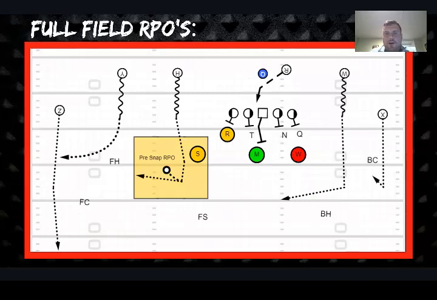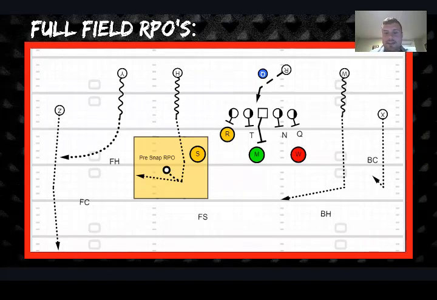And then a full field RPO, and there's a couple different ways to do this. We're going to get into a really common concept in Canada, the zone slice, where you got receivers coming from the opposite side of the formation that become involved in the pass route to the side of the run. But here, it's a pre-snap RPO to the field. So if that SAM cheats into the box at all, they can turn and throw the ball there. That could be a bubble as a horizontal pre-snap RPO as well.